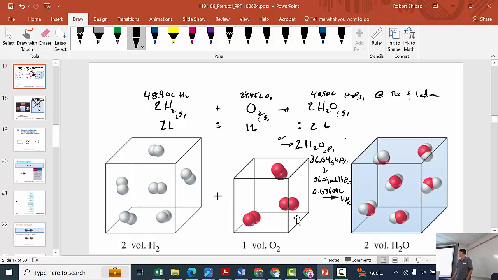So there's a lot of empty space in the gas. When the liquid collapses, then you lose a lot of empty space. There's still a little bit of empty space in the liquid. The molecules are touching one another, and so you can't really compress them closer.